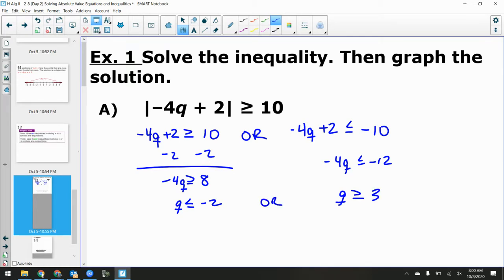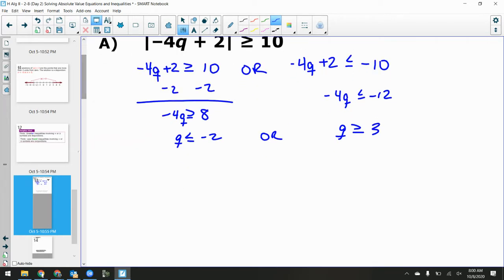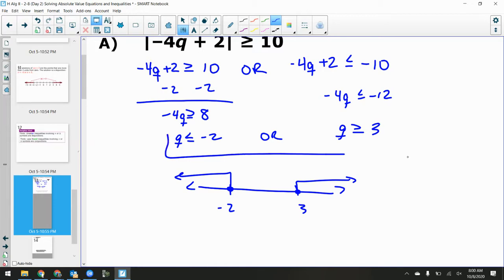Okay. Now we have to think about this. Are my ORs actually pointing out? Because if my ORs were accidentally pointing in toward one another, that would be a special case. Maybe all real numbers, maybe no solutions. We'd have to think about it. Q is less than or equal to negative 2. I'll just draw out a number line here. Less than or equal to negative 2 would be a closed dot at negative 2 pointing to the left. Greater than or equal to 3, closed dot at 3 pointing to the right. So these ORs do point out. So my full solution is Q is less than or equal to negative 2, or Q is greater than or equal to 3.